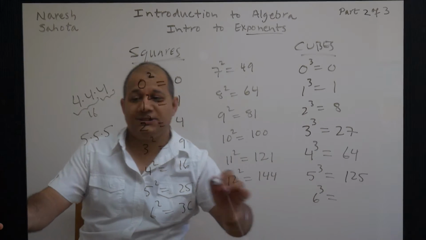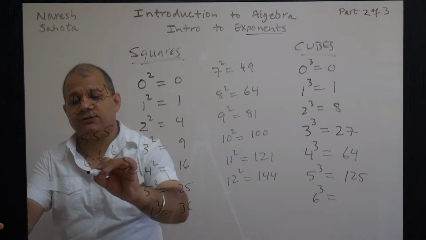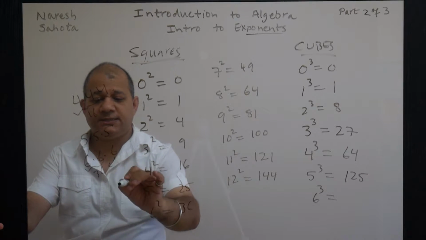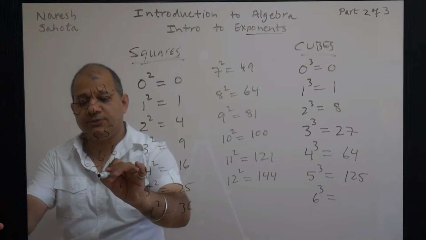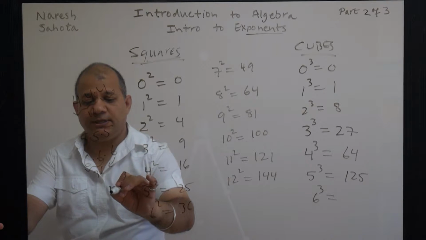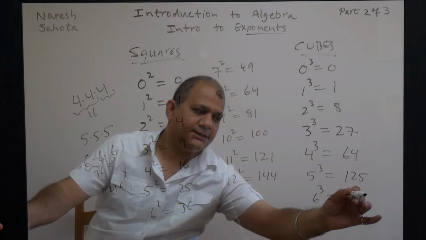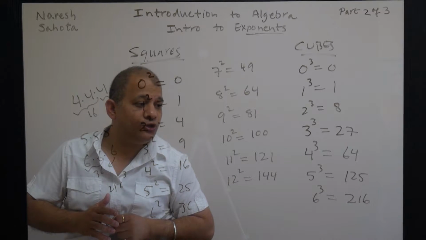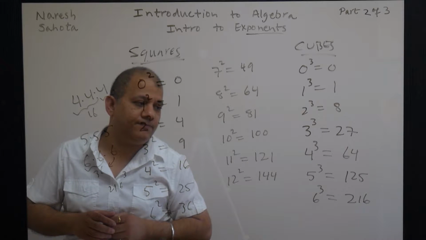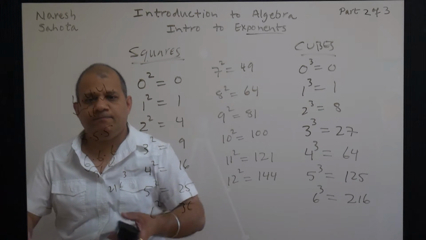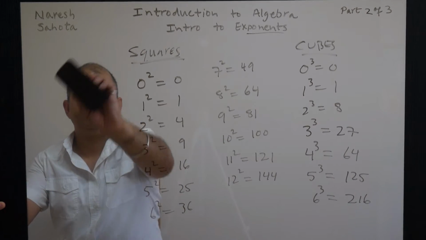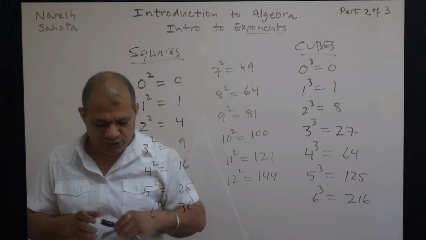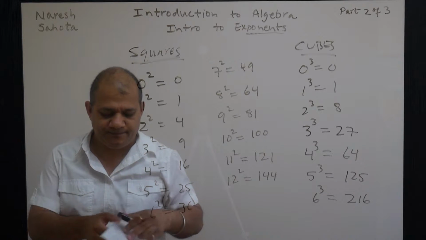6 cubed. So 6 times 6 times 6. 6 times 6 is 36, 36 times another 6. So 6 times 6 is 36, 3 carry over, 6 times 3 is 18, 18 plus 3 is 21. So 216. So for cubes, you should know up to 6. Okay, so squares and cubes, these are the ones you should be fairly comfortable with.